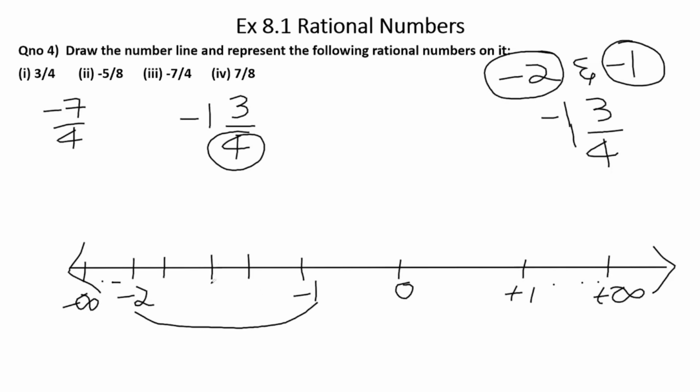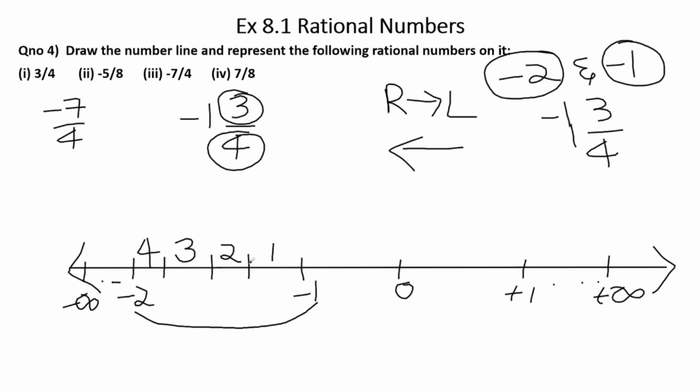Now, what is the value of the numerator? The numerator is 3. This is a negative rational number, right? So in case of a negative rational number, we have to count from right to left. This is the first part, this is the second part, this is the third part, and this is the fourth part. The value of the numerator is 3.